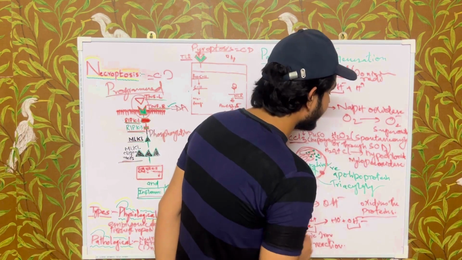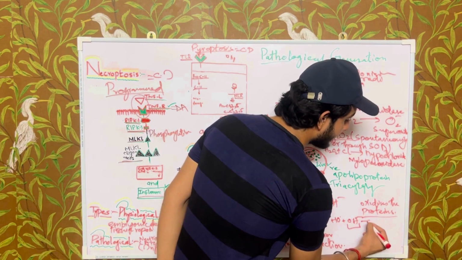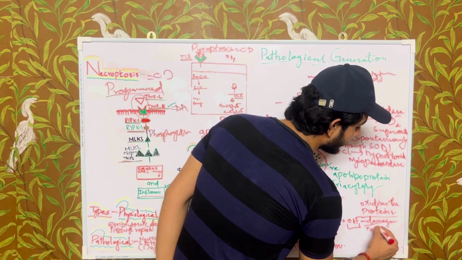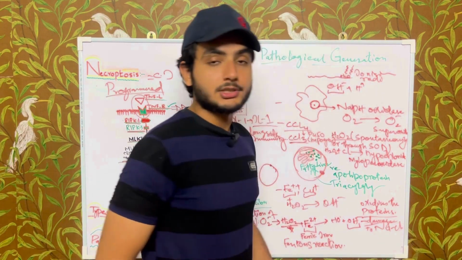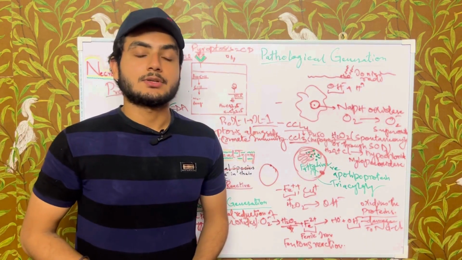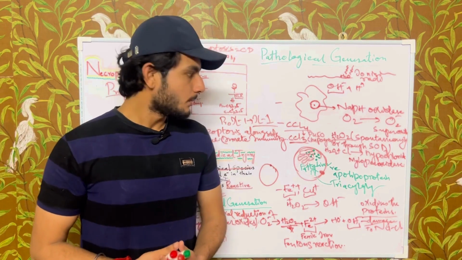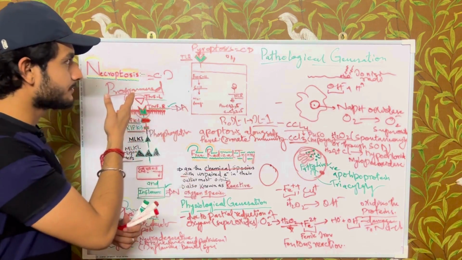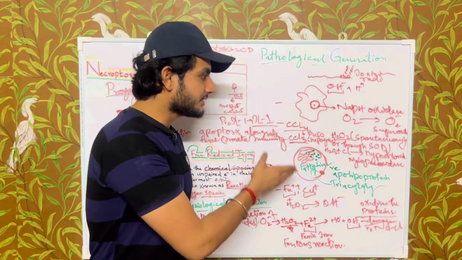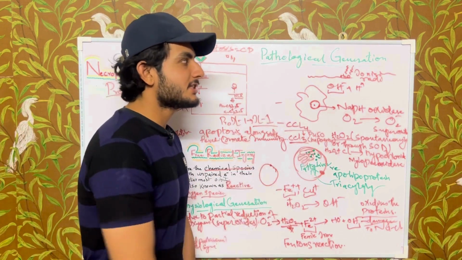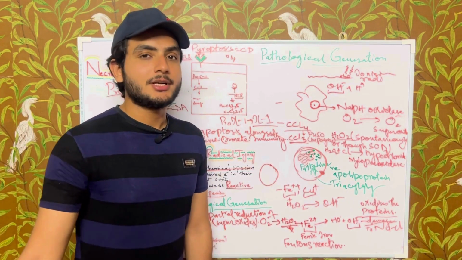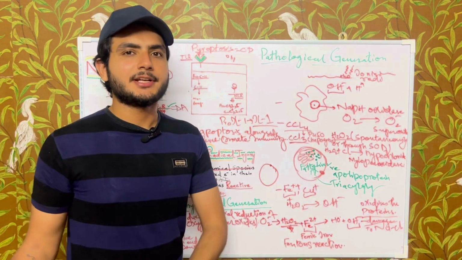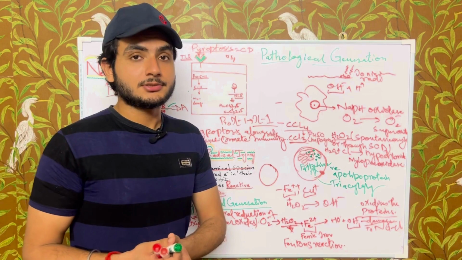Thirdly, these free radicals cause damage to nuclear chromatin, which leads to oncogenesis or aging. So we discussed necroptosis, pyroptosis, and also the generation of free radicals physiologically as well as pathologically. In the next lecture, we will discuss the removal of these free radicals, how these free radicals are removed. So thank you for watching. Stay tuned.